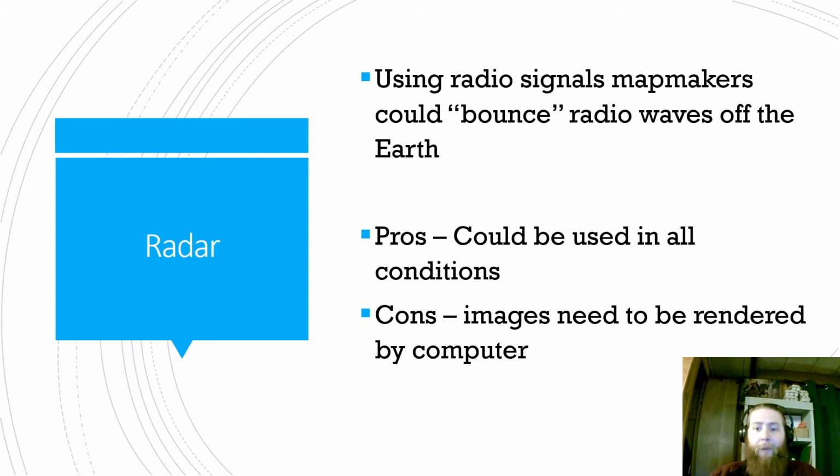We then upgraded again and got radar, and now we could use radio signals. We could bounce these radio waves off the Earth, the same way that we use sonar to map the bottom of the ocean, we could now use radar to map the surface of the Earth. Nice thing about it is you can shoot radar through clouds. It doesn't matter what the weather is. You can use radar in any weather. The con is that now instead of being able to see it and a human interpret the data, we now needed the data to be interpreted by a computer.